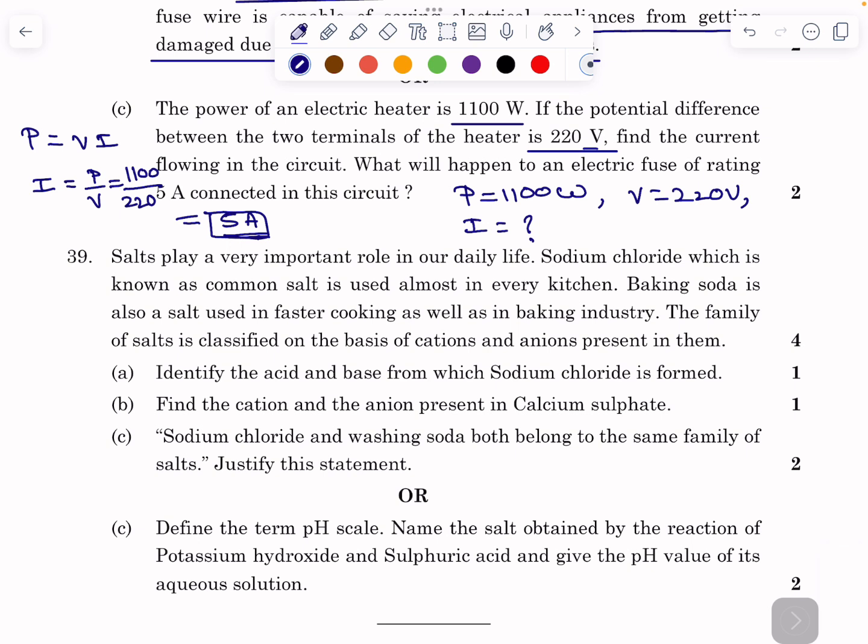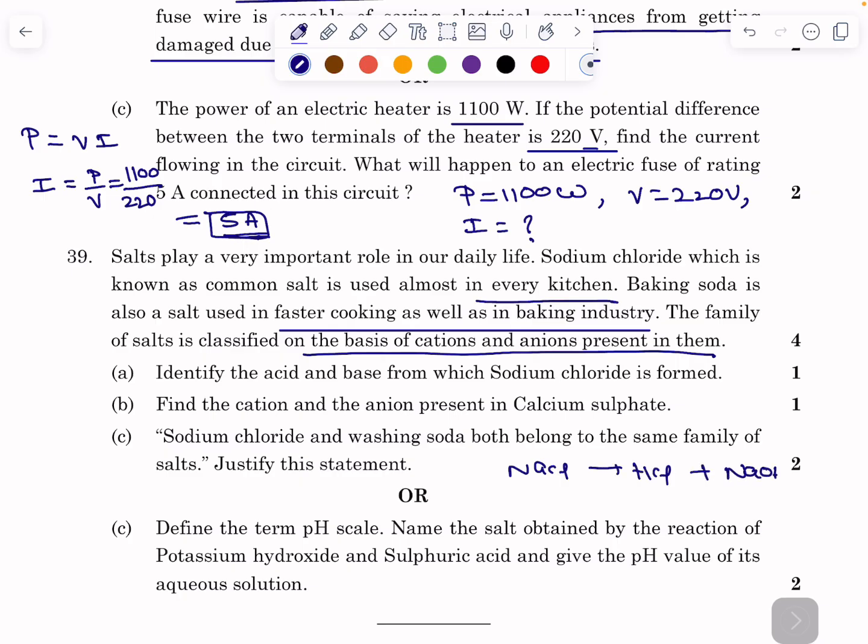Salts play a very important role in our daily life. Sodium chloride, known as common salt, is used in almost every kitchen. Baking soda is also a salt, used in faster cooking as well as in the baking industry. The family of salts is classified on the basis of cations and anions present in them. Identify the acid and base from which sodium chloride is formed. Sodium chloride is formed from the acid HCl and the base NaOH.